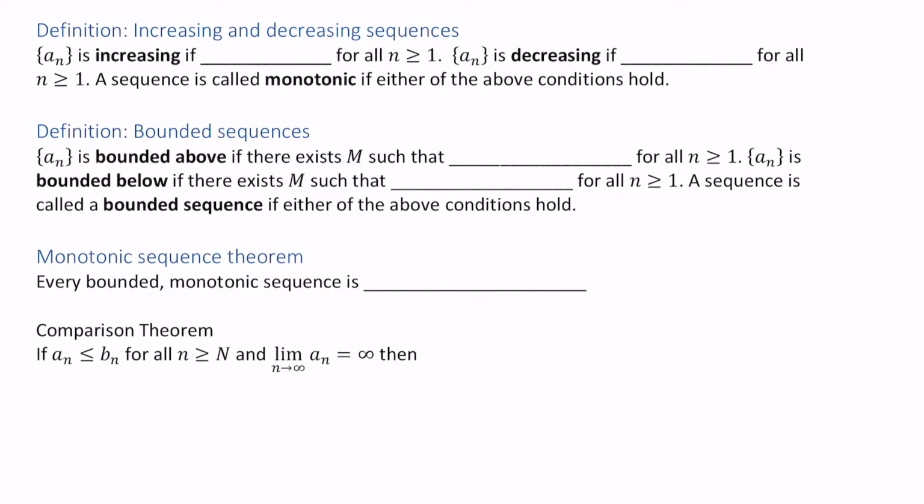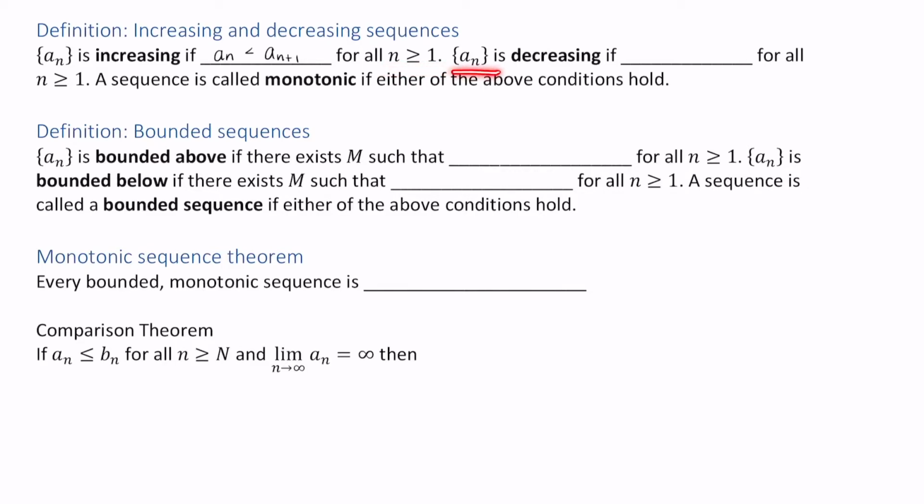Increasing and decreasing sequences. A sequence a_n is increasing, so that is getting larger, if every term after a_n, so here we have the nth term, well, the next term needs to be larger. So the (n+1)th term is larger than the nth term for all integers n greater than or equal to 1.